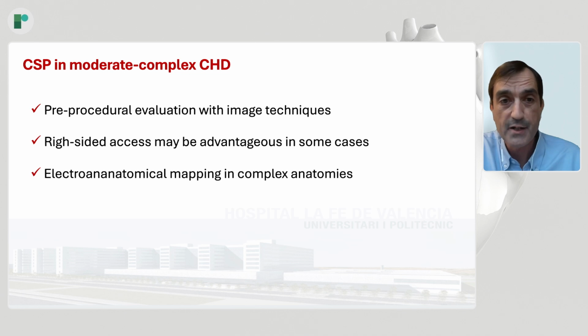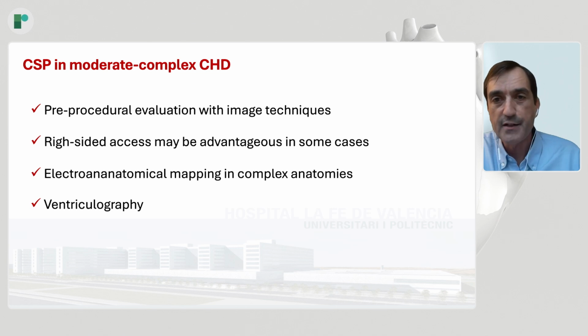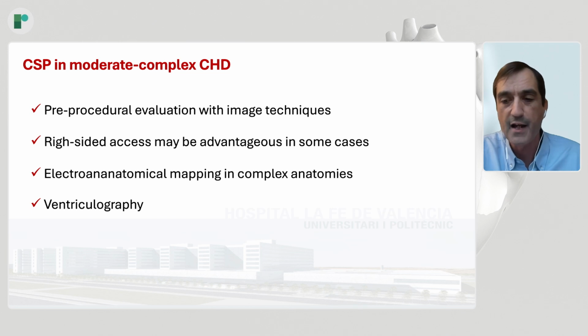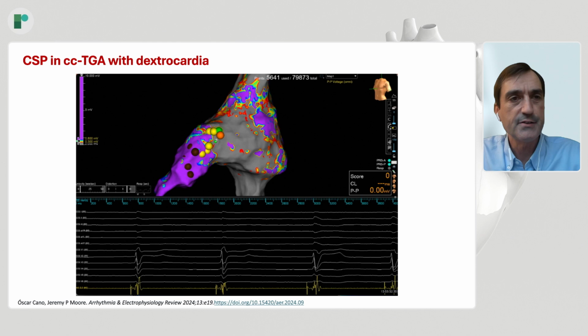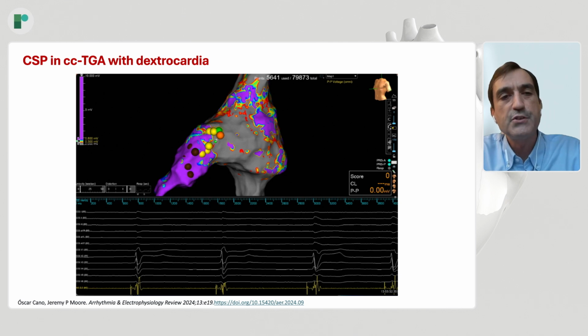Electroanatomical mapping is also advisable for complex anatomy. Intraprocedural imaging techniques, such as ventriculography using contrast through the sheath, may also be helpful. Next slide, please. This is an example of a patient with congenitally corrected transposition of the great arteries with dextrocardia, where we use electroanatomical mapping for depicting the anatomy of the patient and also for tagging the position of the conduction system.